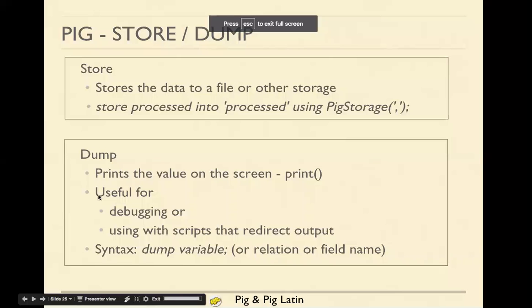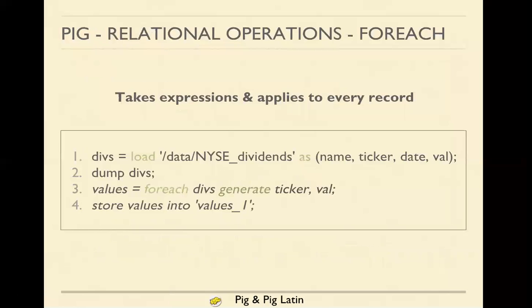If you want to see it on the screen, you could use dump, or if you want to save it in a file, you could use store. And the other important operator is foreach. If you want to select a few columns out of a dataset or modify the columns of a dataset, you could use foreach. It is called projection. So essentially, you could do whatever the select statement could do in SQL.